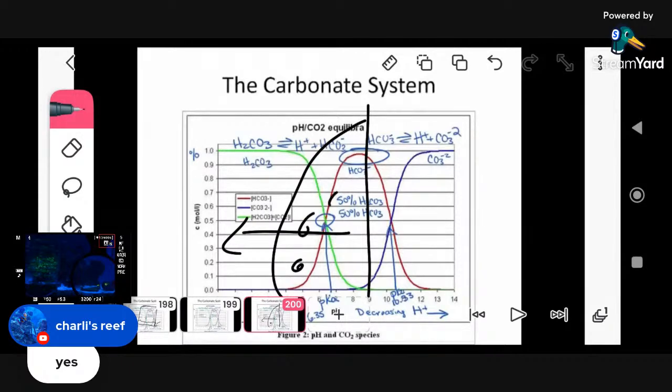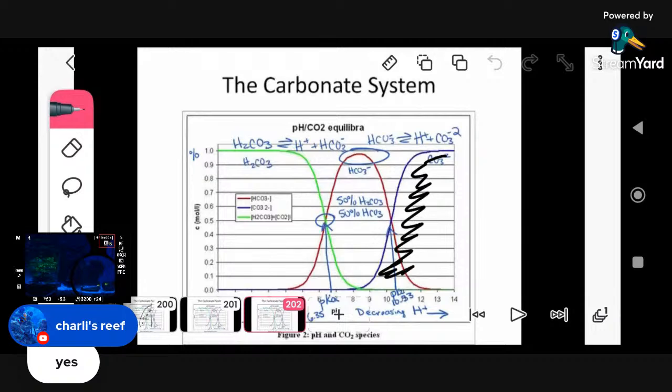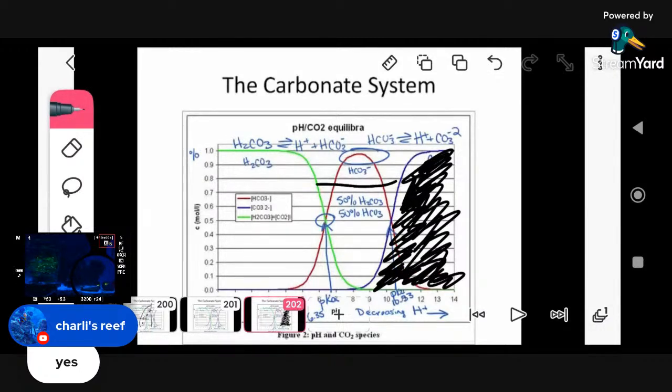If it's your coral skeleton, you see how this area is favoring the coral in solid form? Once I start heading this way, it starts dissolving the coral. So if I pick up the pH, it will help the coral stay in solid form. That's why it helps to have your pH high in your reef tank.